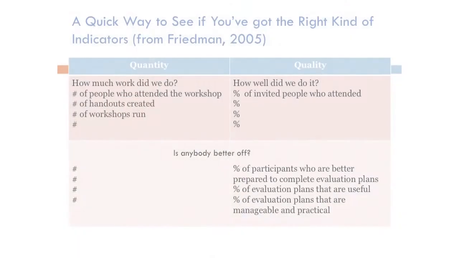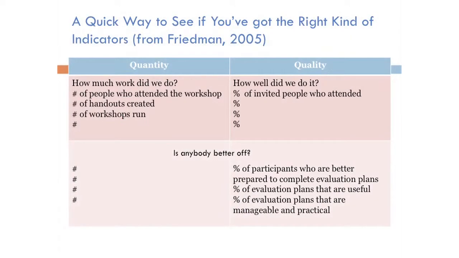So you can see across the top it has two rows. The one on the left says, how much work did we do? The one on the right says, how well did we do it? And the one on the bottom right asks, is anyone better off as a result? And thinking about where my indicators for my program fall in that little set of squares is really helpful.